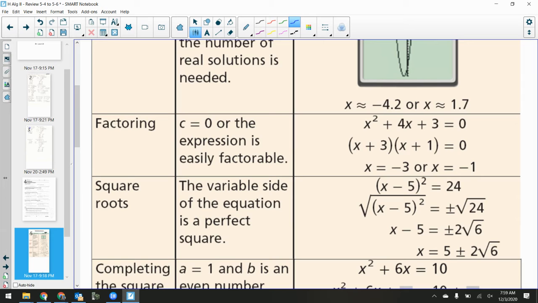Remember the difference between problems where I just say factor and problems where I say solve. For the problems where I say solve, I want you to get it down to x equals. For the problems where I just say factor, I just want you to get it into its factored terms.